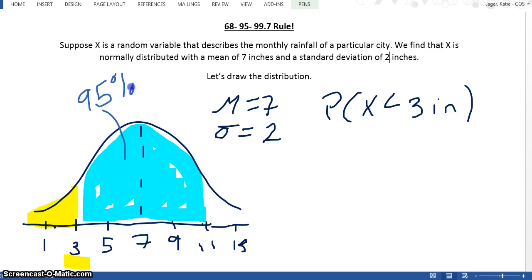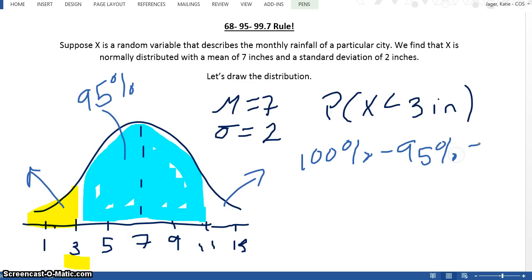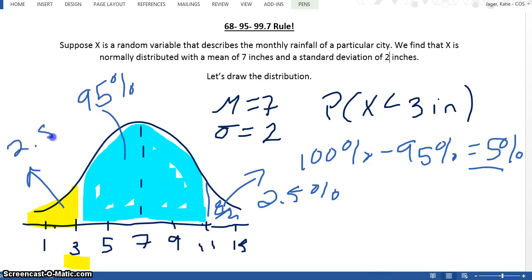And so what's left out here in these tails? Well, the total left out would simply be 100% minus the 95%, which would be 5%. Since the normal distribution is symmetric, we have to cut this 5% in half, because half of it will be for this stuff up here, 2.5%. That's basically the probability of being greater than 11 inches. And then the lower 2.5%.